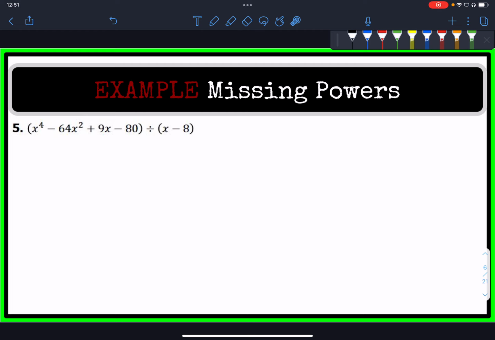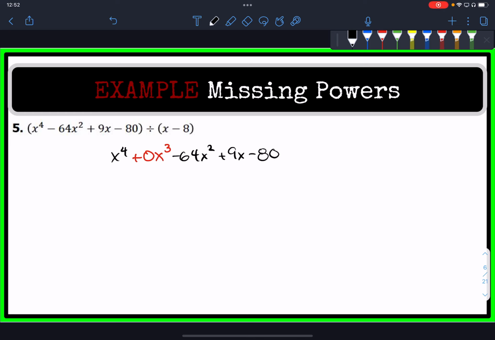Like right here in this example, we have x to the fourth power, and then x to the second, x to the first, and then our constant, which again is x to the 0 power. So we have all the powers from 4 to 0, with the exception of x to the third power. We have no x to the third power. So what we do on that one is that we use a 0x to the third power as a placeholder for that missing power in the polynomial.